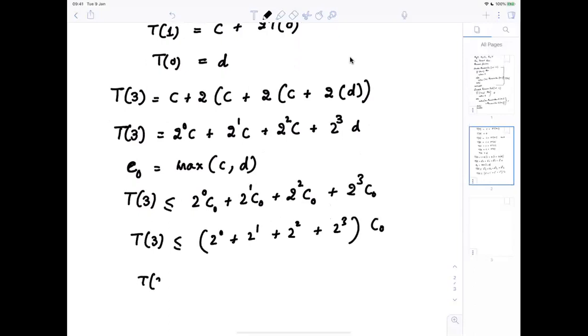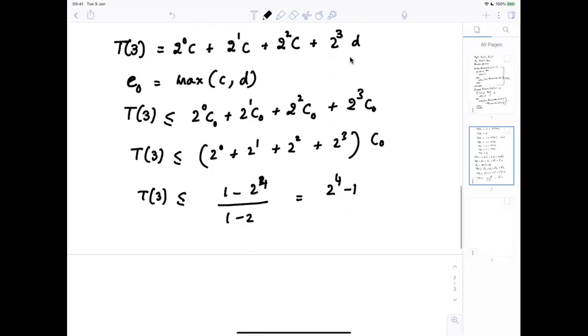So t of 3 is less than or equal to 1 minus 2 to the power of 4, sorry, 1 minus 2 to the power of 4 over 1 minus 2, and this is equal to 2 to the power of 4 minus 1. So for t of 3, we need how many operations? 15 calls to the function. That means the code in the function is repeated 15 times.